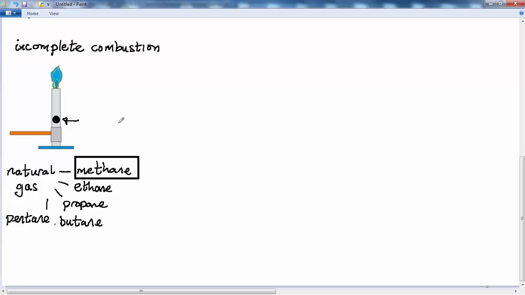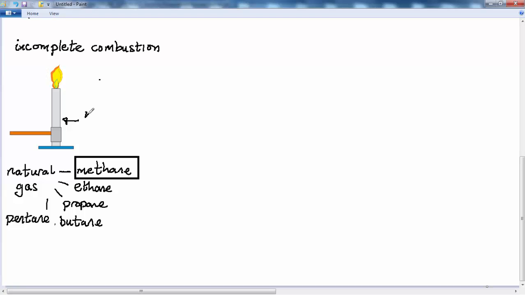We're going to need to reduce the air supply, and to do this with our Bunsen burner, what we do is close the hole like that. What that means now is we've got a much lower supply of oxygen mixing with the natural gas. As a result, the colour of the flame will change. You get this orangey yellow coloured flame.